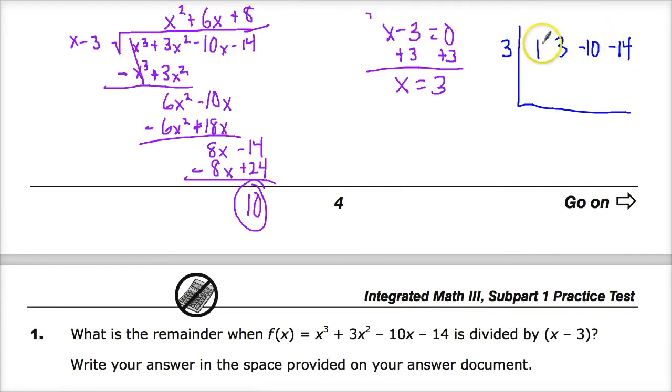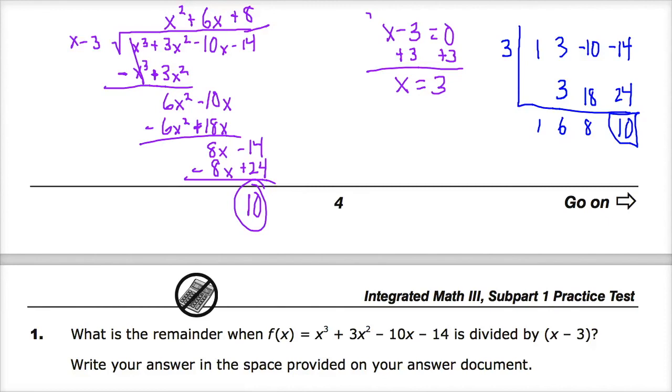So what do I do? Okay, I want to bring down the first one. And then I get 3 times 1. And then when I add 3 and 3, I get 6. 3 times 6. Bring those down. I get 8. 3 times 8. 24 minus 14 is 10. There it is. So both of those are okay.